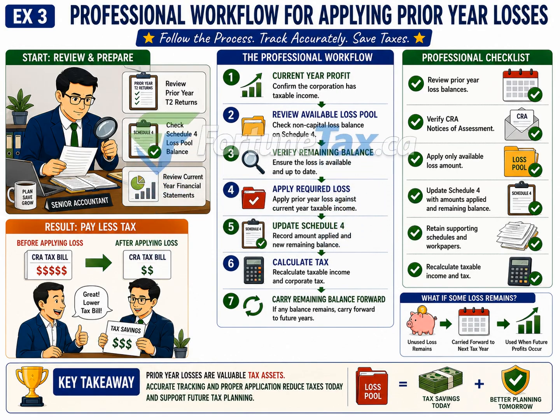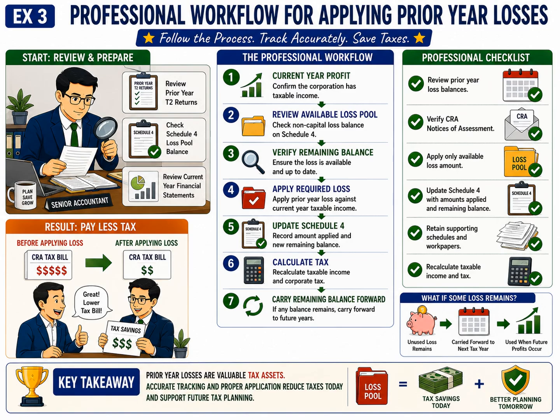These losses were generated in previous taxation years and have been tracked continuously on Schedule 4. The accountant verifies exactly how much unused loss remains available before making any deductions. After confirming the available balance, the accountant carefully verifies that the losses have not already been used in prior years. This includes reviewing previous T2 returns, Schedule 4 balances, and CRA notices of assessment to ensure that the corporation's internal records agree with the CRA's records.